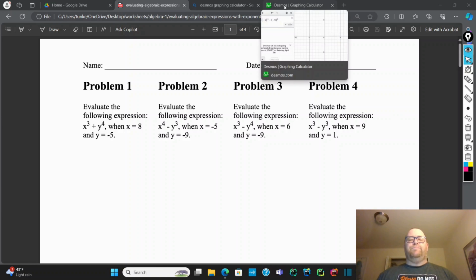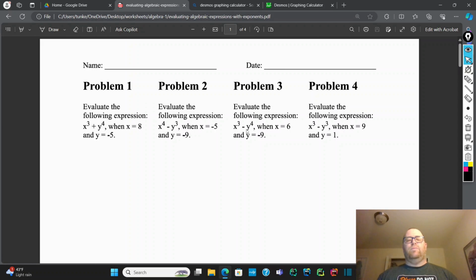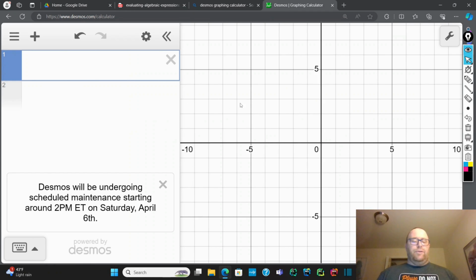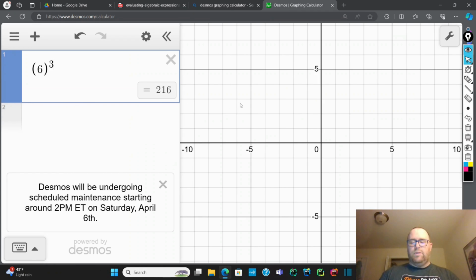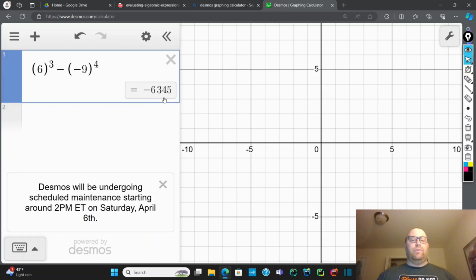Okay, so we're going to go here and just close that out. And so we're going to have 6 cubed minus negative 9 to the 4th power. So I'm going to do 6 cubed minus negative 9 to the 4th power. And we get negative 6,345. Now you notice I arrived at the same result as I did with the arithmetic, which is good. It means I didn't mess up. But this method is going to be a lot faster for a lot of problems on the digital SAT, and you can use Desmos on any of those problems. So if you are taking it, just take that to note and use the Desmos calculator.